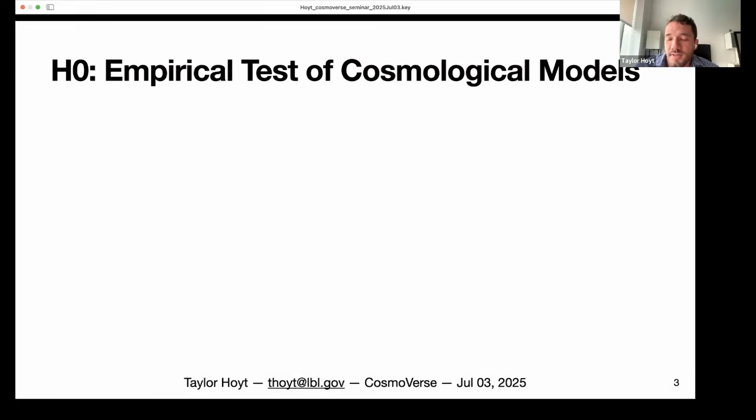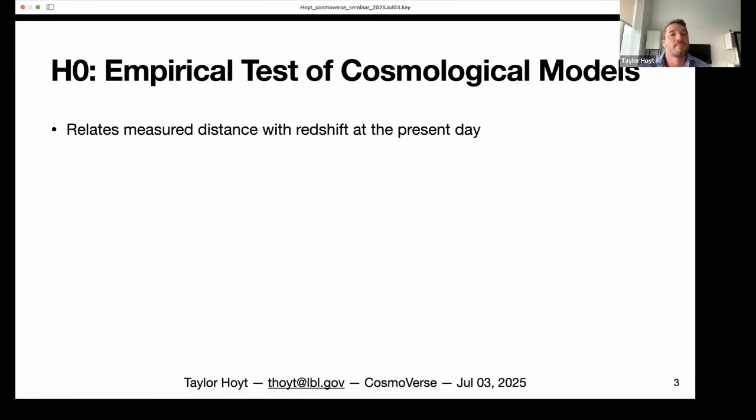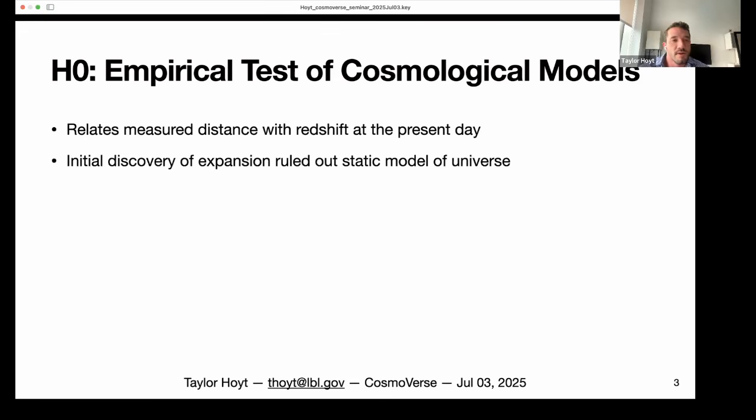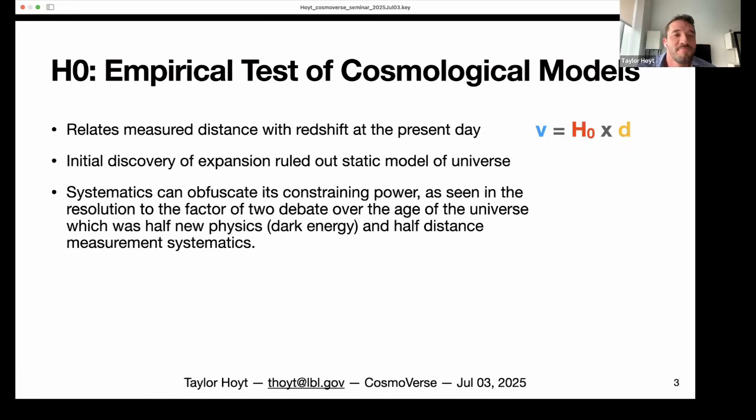So H0, the Hubble constant, why do we care about it? Of course, H0 relates a measured distance with a redshift at the present day for the present day expansion rate. The initial discovery of Hubble's constant ruled out a static model of the universe. That's kind of already our first instance of how this measurement helps us rule out or verify certain cosmological models. Okay, well, there's Hubble's law.